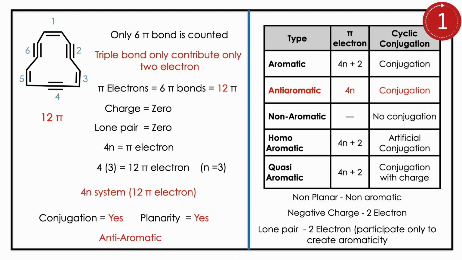So if you count it, totally 6 pi bonds including alkyne. So 6 pi bonds means 12 pi electrons. Charge is 0. Lone pair is 0. So it is a 4n pi system with 12 pi electrons. The system is conjugated even with triple and double bonds, and planarity is definitely there. So 4n system, conjugated. Planar means the given compound is anti-aromatic.